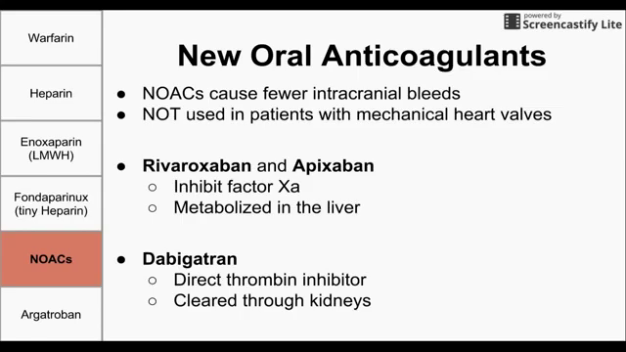rivaroxaban and apixaban, and these two drugs have an inhibitory effect on factor 10A again, and they're both metabolized in the liver. We also have dabigatran, which directly inhibits thrombin. Unlike unfractionated heparin that we saw, which had an indirect effect on thrombin, dabigatran is a direct thrombin inhibitor, and dabigatran is cleared through the kidneys.